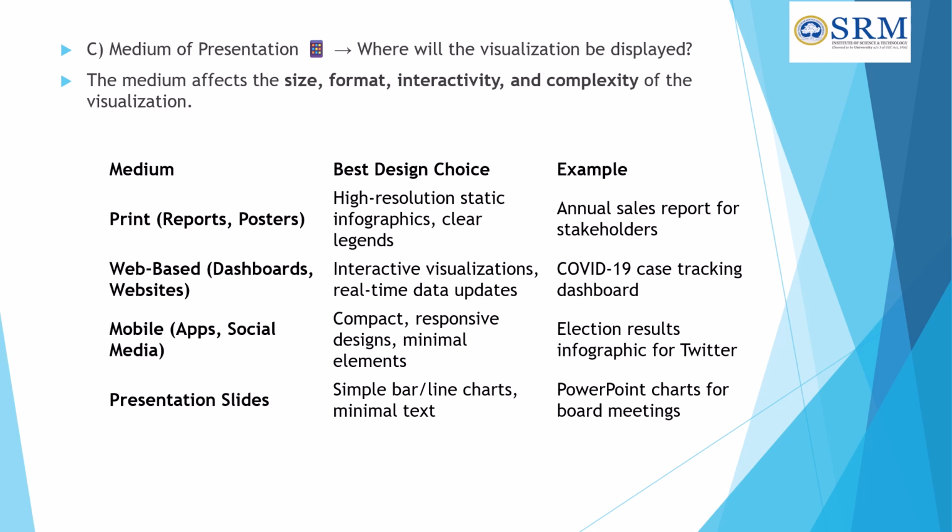For mobile devices or social media, designs need to be simple, compact, and easy to use on small screens with minimal text. When showing data in presentation slides, simple charts with little text work best to keep the audience focused. For instance, a visualization made for a mobile app should have touch-friendly controls and little text, while a research paper needs detailed labels and citations to explain the data clearly.